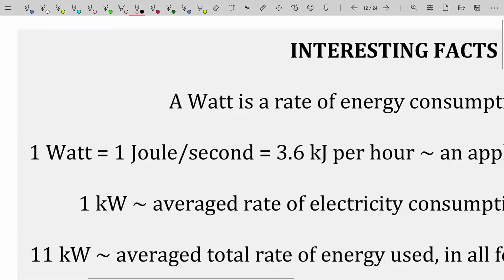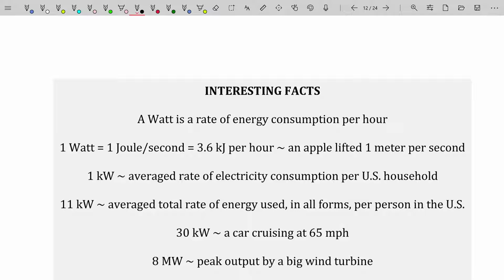And that ends up being equivalent to 3.6 kilojoules per hour, or 3,600 joules per hour, which makes sense because kilo means 1,000. And that's roughly the same as the rate of energy used when lifting 1 apple 1 meter per second. Remember, it's not the total amount of energy that you use to lift that apple over a certain amount of time. It's the rate at which you're expending energy doing this.